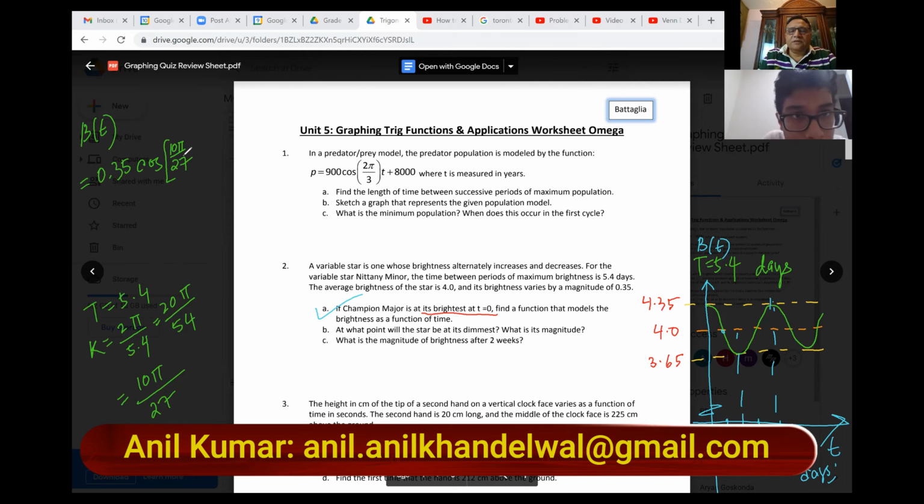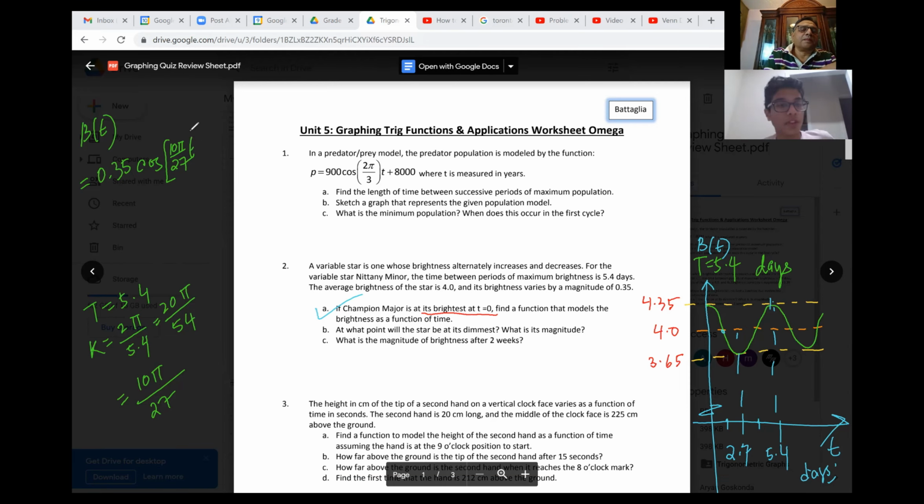10 pi over 27. There is no phase shift since we are starting the cosine function with maximum. And we have 4 as the axis, plus 4, right? So you can write 4.0 if you want. That becomes the equation, correct? So we have the equation also with us. Now the question is, at what point will the star be at its dimmest? What is the magnitude? Oh, that we have already answered. It is 2.7, dimmest value is 3.65, right?